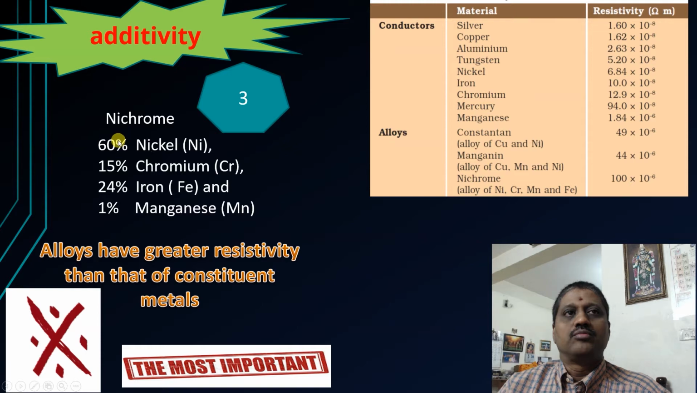For example, nichrome. The name itself suggests Ni nickel, Ch chromium, iron, R, and manganese M. So, the name itself has the constituent metals. All the four have lower resistivity than the alloy formed, nichrome. This is visible from the table. So, additivity is different. Alloys have greater resistivity, and we use this in different contexts.